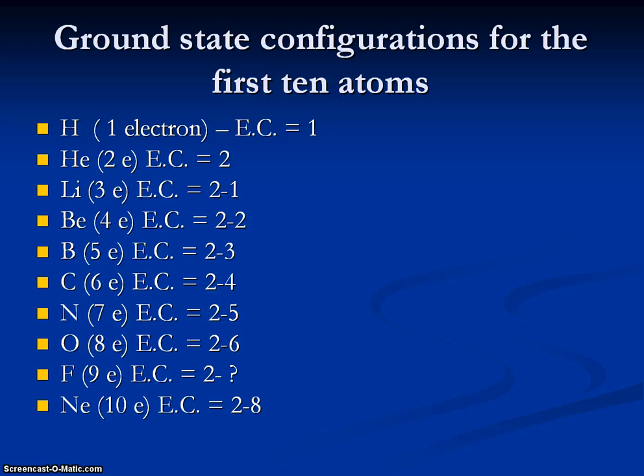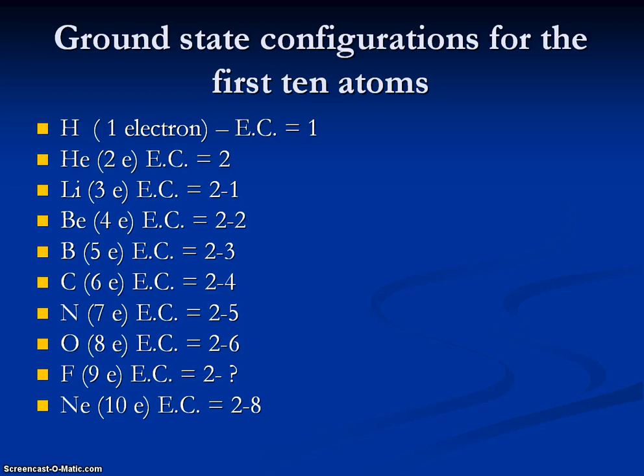So B, with 5 electrons, is 2,3. 6 is 2,4. 7 is 2,5. 8 is 2,6. Fluorine is atomic number 9. How many electrons does fluorine have? 9. So what would the configuration be? Look it up if you don't get it. Should be 2,7. Neon would be 2,8.